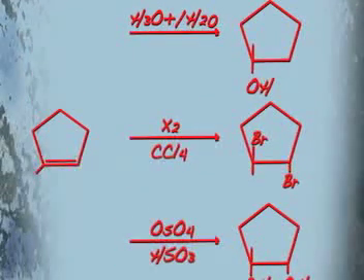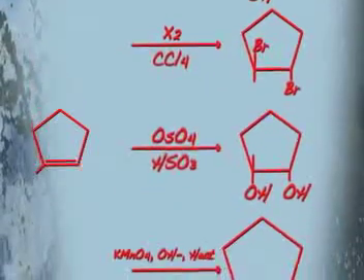X2 turns out to be an anti-addition of the two Brs. Unlike our hydrogenation, which was a syn addition. When I draw the Brs in, I should get them on opposite sides from one another. This is anti-addition of Br2 across the double bond.